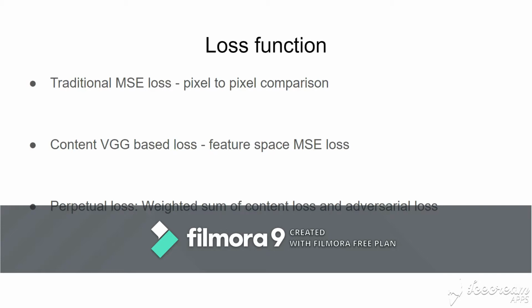Now, the loss function that we use in our project is the perceptual loss. The perceptual loss is basically just a weighted sum of a content loss and an adversarial loss. Content loss is basically a feature space MSE loss, which is calculated by passing both the high resolution image and the super resolution image into a pre-trained VGG network. The feature representations obtained at the end of the network are then used to calculate a Euclidean distance between them, and this serves as the content loss in our case.